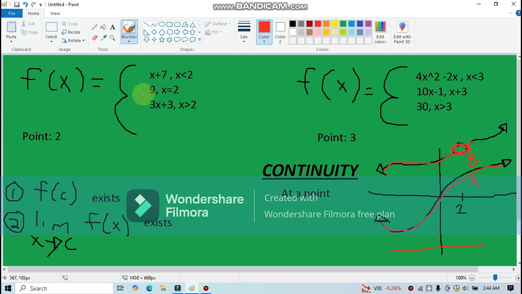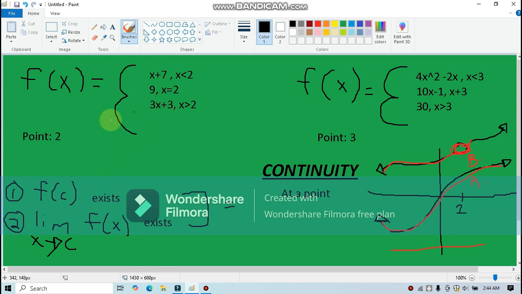Firstly, there are conditions to know if it is continuous. First of all, f of c exists. Second, the limit as x approaches c exists. And lastly, remember that, f of c is equal to the limit as x approaches c. Okay, so first of all, f of c must exist.